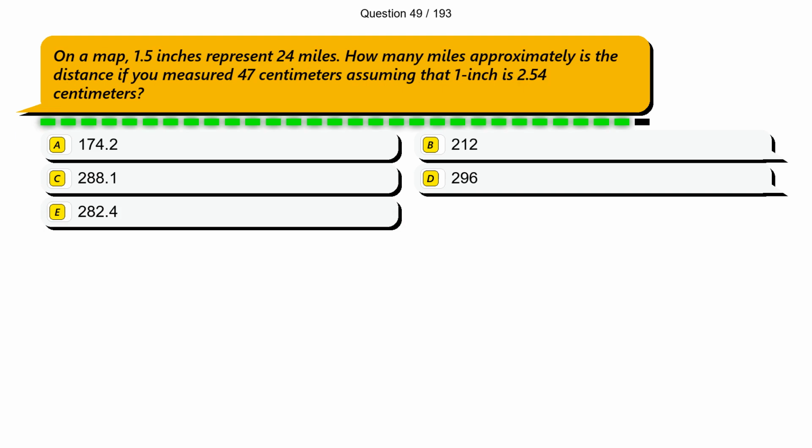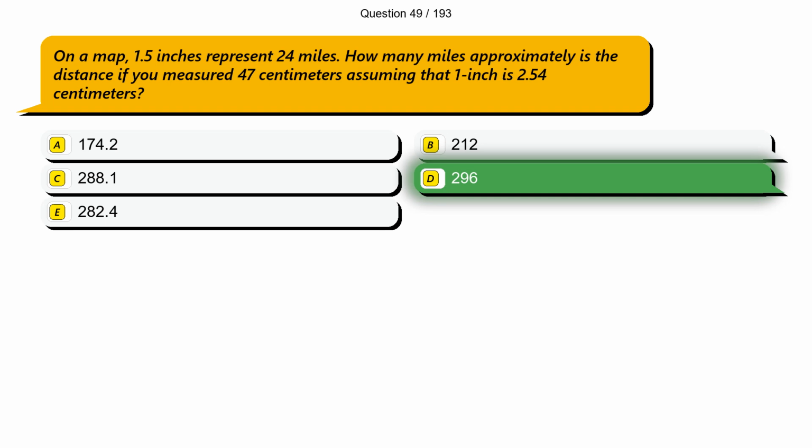Question 49. On a map, 1.5 inches represent 24 miles. How many miles approximately is the distance if you measured 47 centimeters assuming that 1 inch is 2.54 centimeters? Option A, 174.2, option B, 212, option C, 288.1, option D, 296, option E, 282.4.